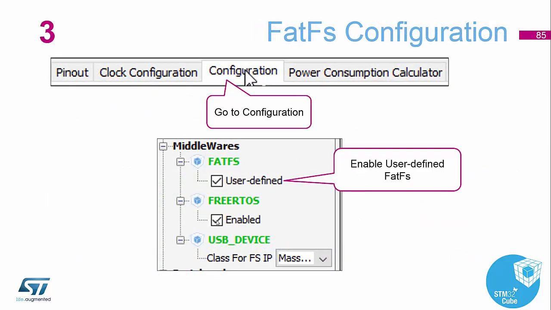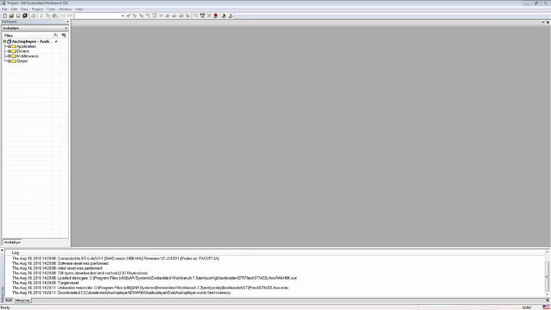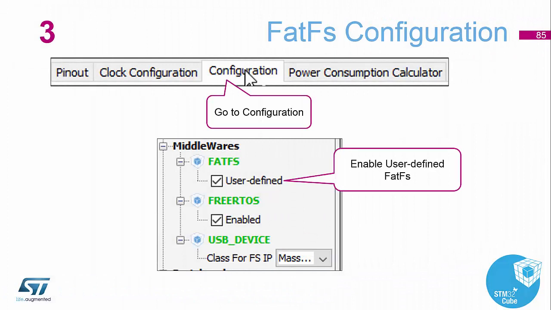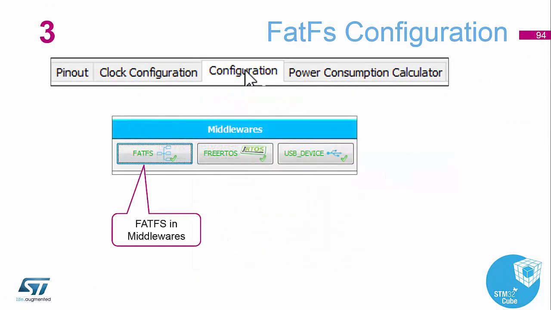So we now go back into our configuration tab of our CubeMX environment, and we now enable the FATFS as one of our middlewares. So if I go back to our Cube environment, I'm on the configuration tab already. I now want to add the FATFS user defined. You can see it's now appeared as an available middleware for our project. So now we need to go and configure our FATFS middleware.